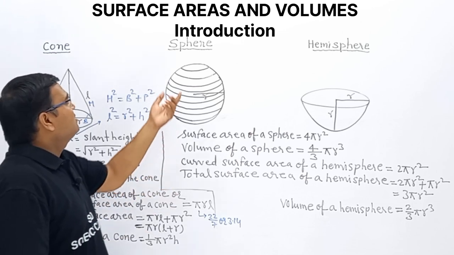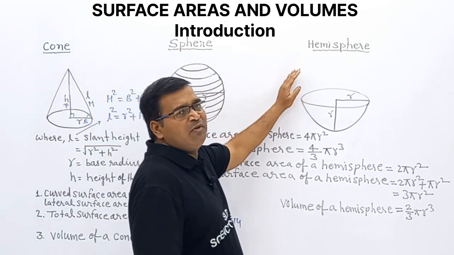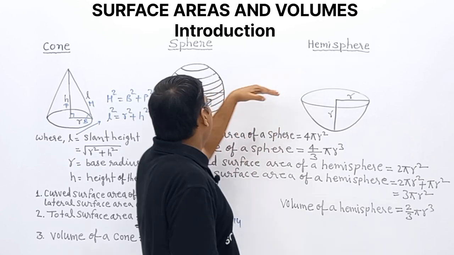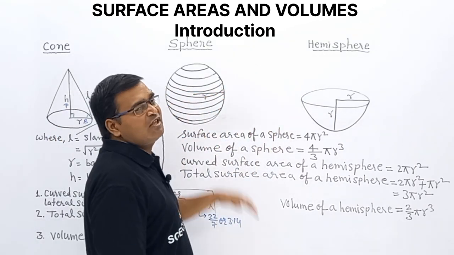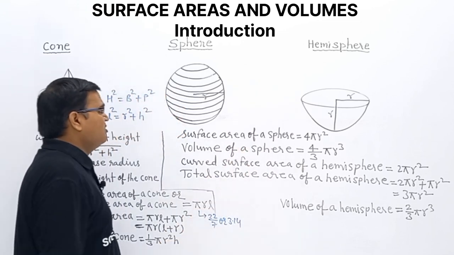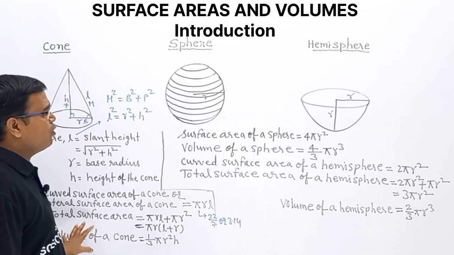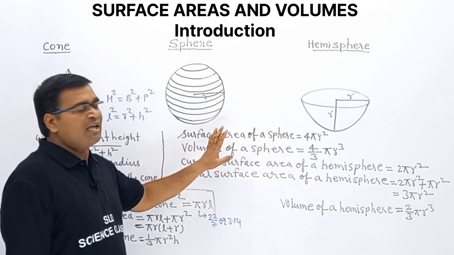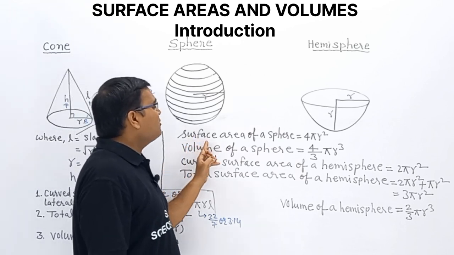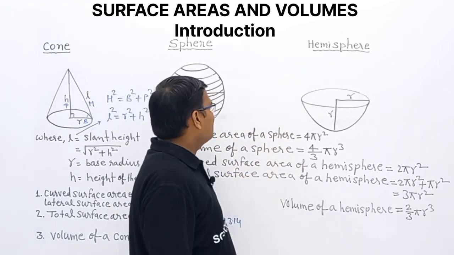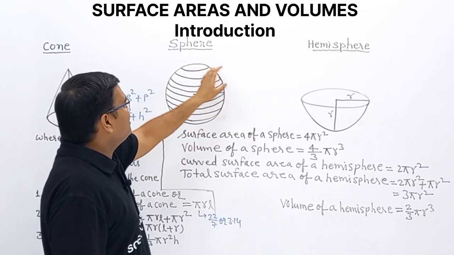Now another shape we have is the sphere, and half of a sphere will be the hemisphere or semi-sphere. Once we cut from the diameter, then we get a hemisphere or semi-sphere. So whatever we studied in the cone, we will use the same things in the sphere and hemisphere. First one is the surface area of a sphere. Surface area means outer area, surface. This is the surface area.